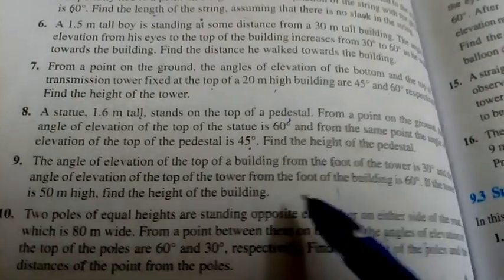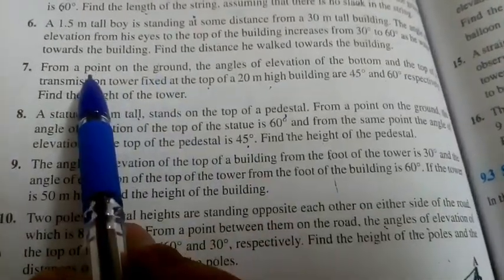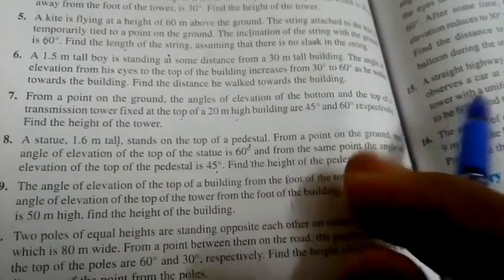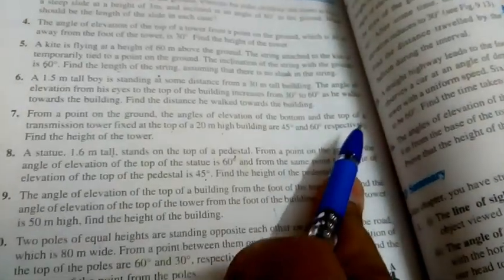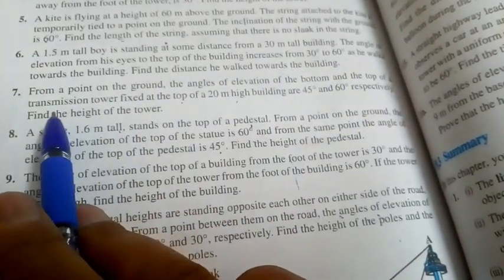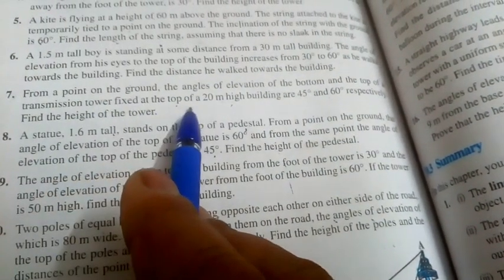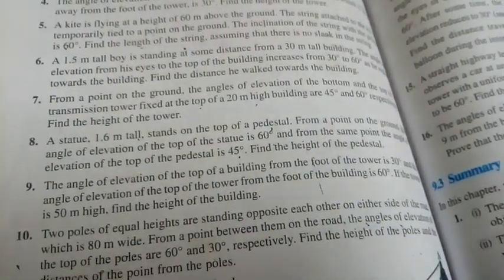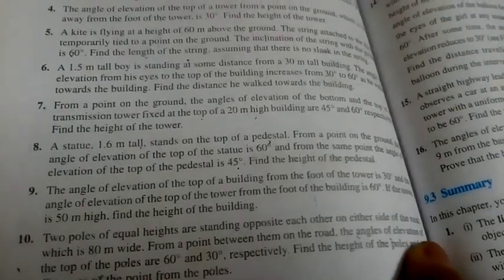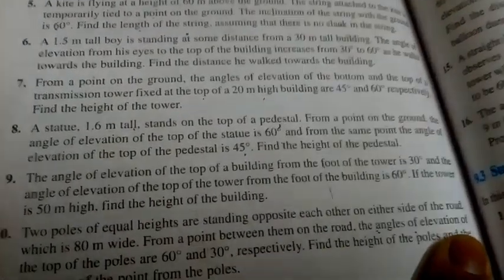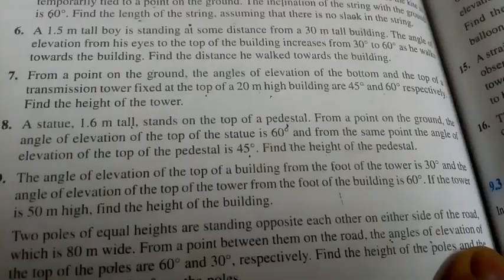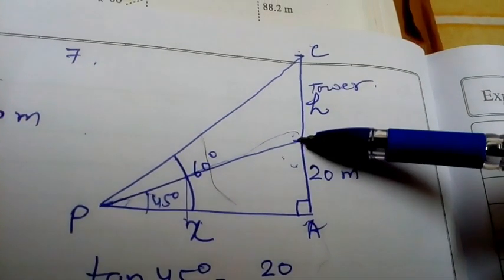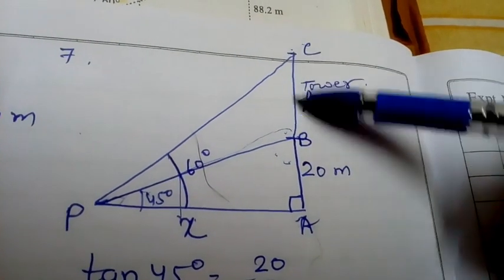Question number 7 of the height and distance chapter. From a point on the ground, the angles of elevation of the bottom and the top of a transmission tower fixed at the top of a 20-meter high building are 45 degrees and 60 degrees respectively. Find the height of the tower. See the question: a 20-meter high building and the height of the tower.